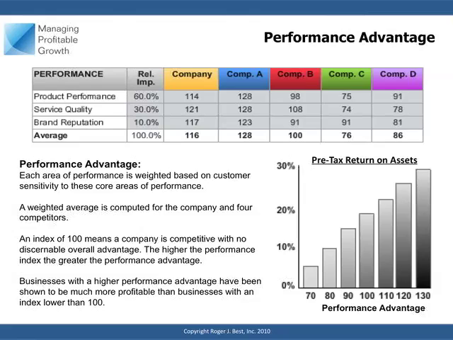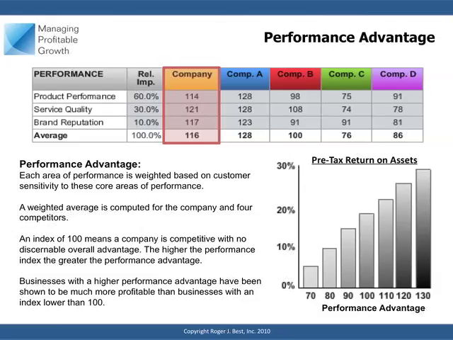Your performance average is a weighted average of your overall performance for product performance, service quality, and company reputation. The relative importance weights, which sum to 100%, are based on how customers value each of these 3 areas of performance. In this example, the company has an overall performance advantage index of 116. This means the company is 16% ahead of their average competitor in overall performance.